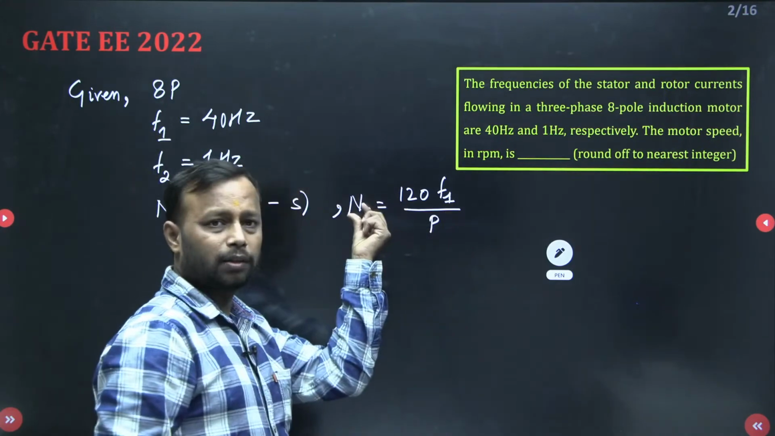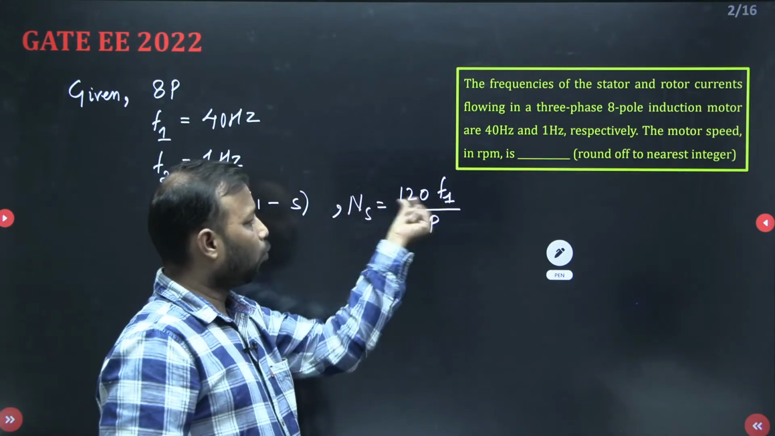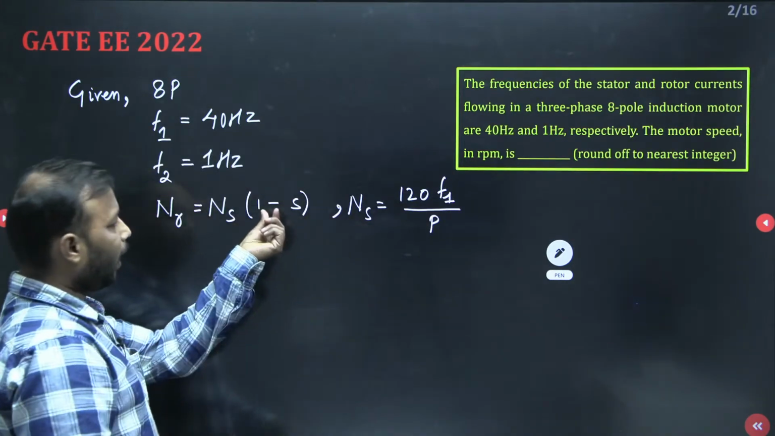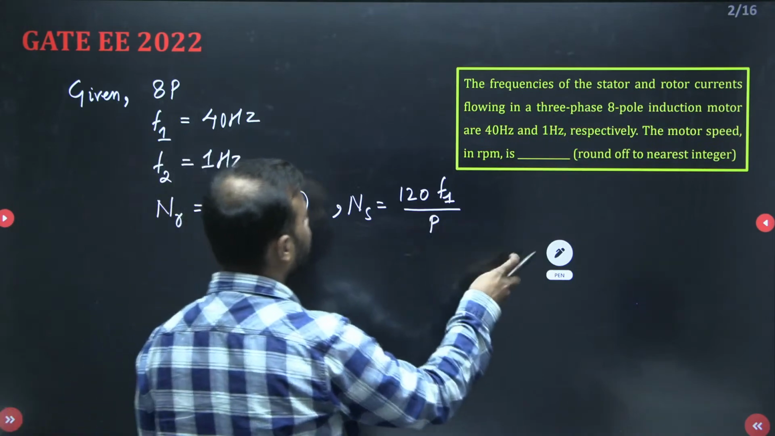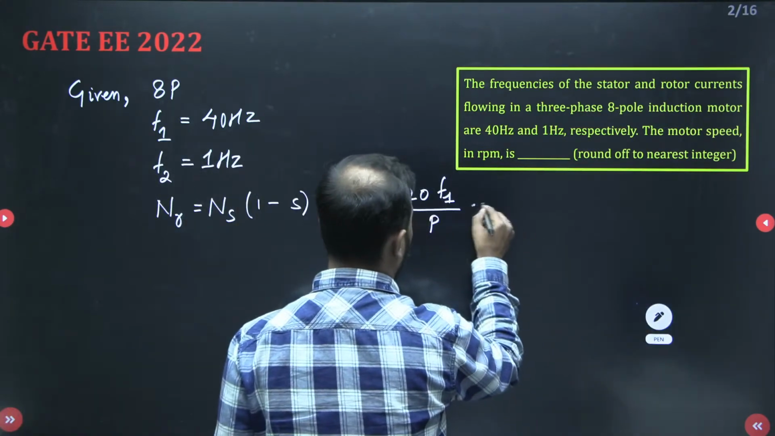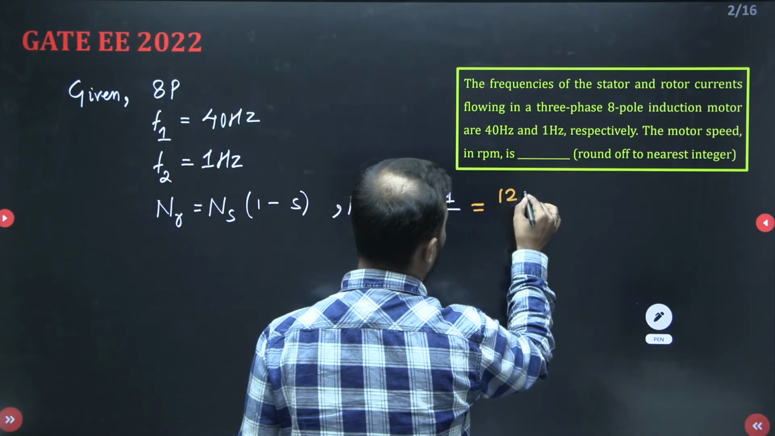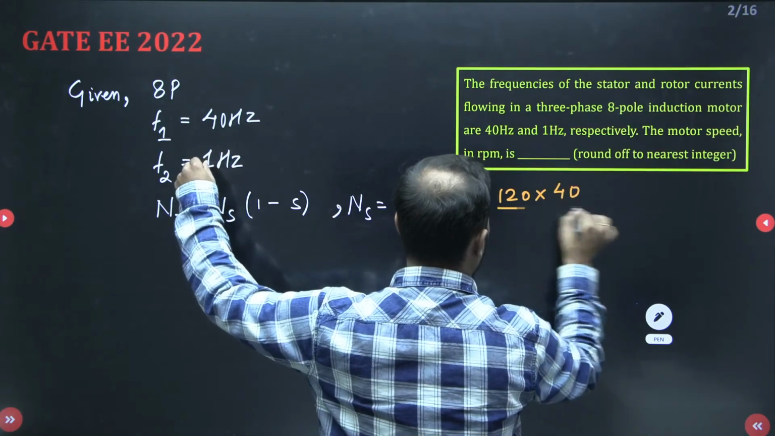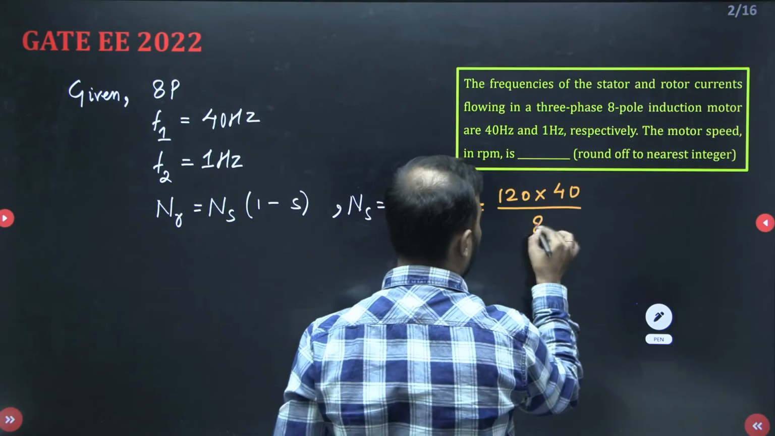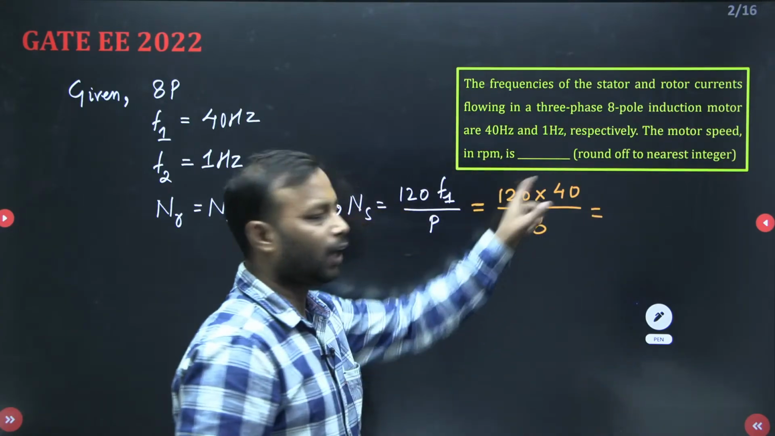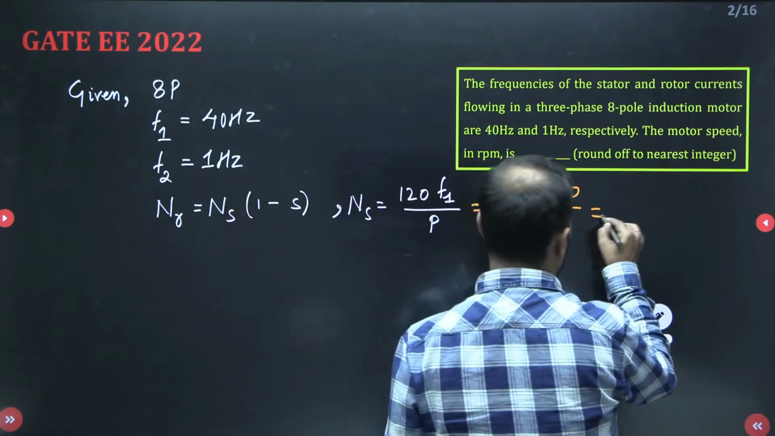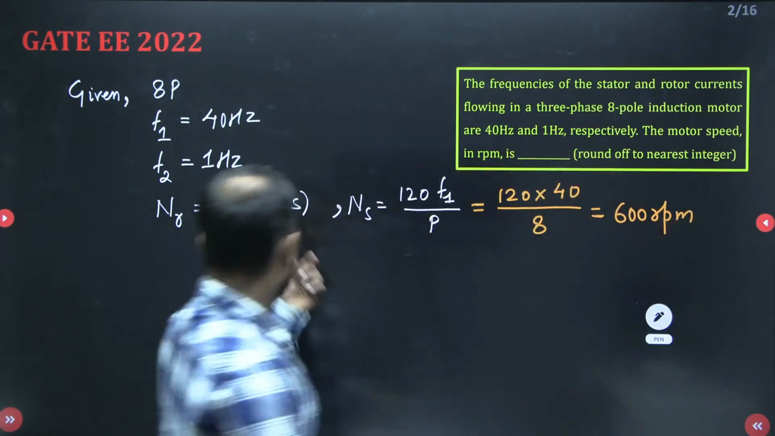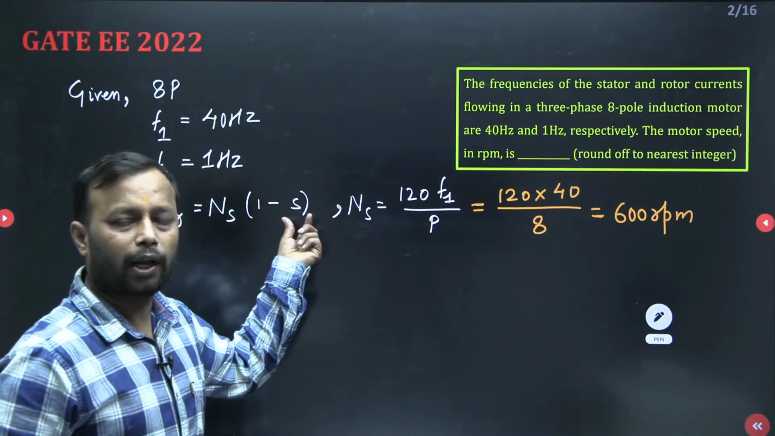So always remember, this NS is the synchronous speed, and F is the supply frequency. Now this S is what? Slip. Now let us first calculate the synchronous speed, NS. This is equal to 120 into the supply frequency 40, divided by the number of poles 8. So this is equal to 15 into 40, which is equal to 600 RPM. Now, the only unknown is slip. How to calculate the slip?